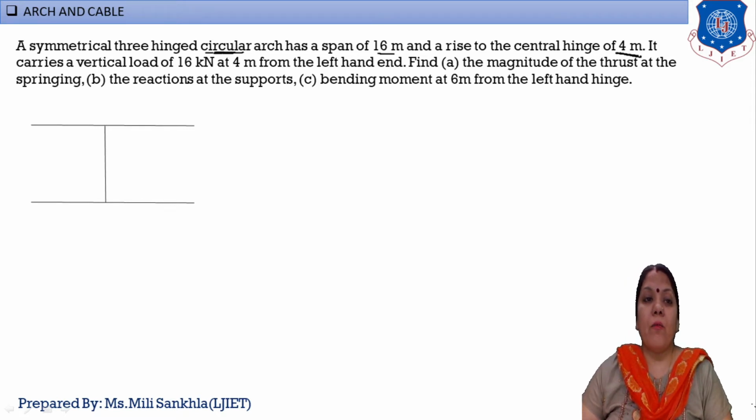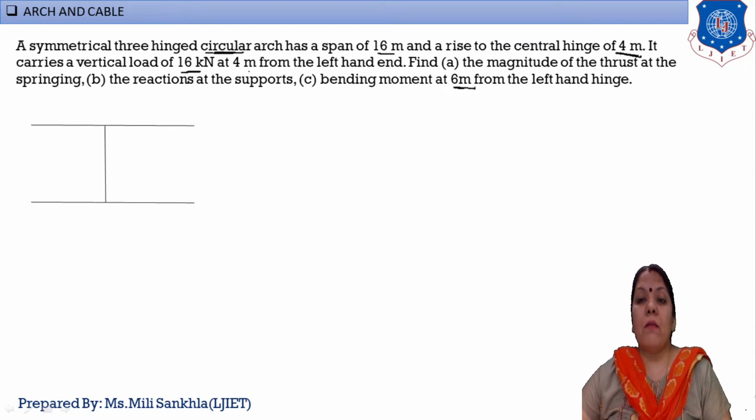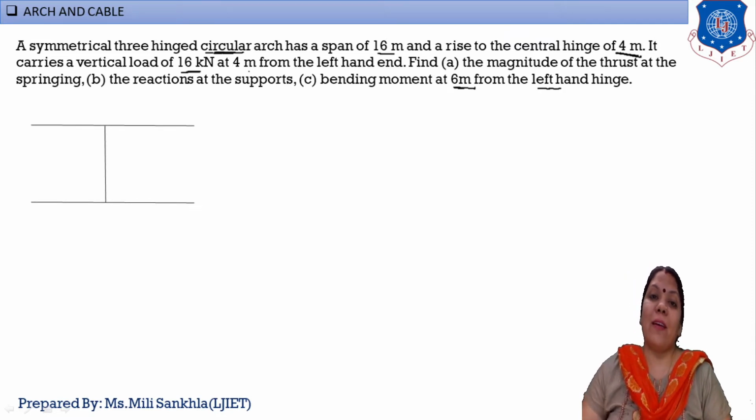It carries a vertical load of 16 kilonewton at 4 meter from the left end hinge. Find out the magnitude of thrust at springing line, that means our baseline, the reaction at support, HVA, and bending moment at 6 meter from the left hand hinge. Here 6 meter and the side is also mentioned, that is left hand hinge.